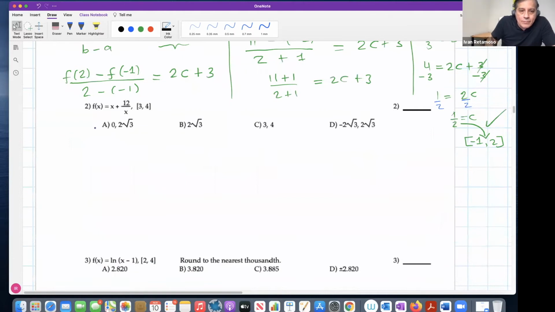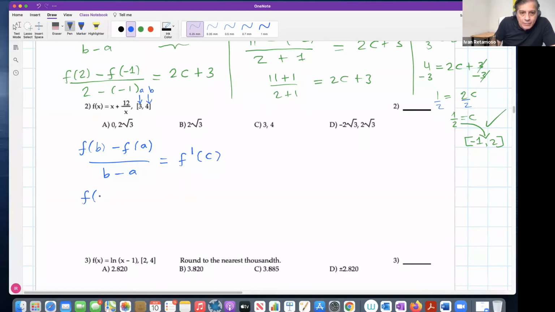Suppose they ask you again to figure out the conclusion of the mean value theorem, right? Which is this: f of b minus f of a over b minus a equals the derivative at some value c between a and b, right? So they ask you to verify that with a equal 3 and b equal 4. So we go ahead and say f of 4 minus f of 3 over 4 minus 3 should be equal to the derivative evaluated at c, right?